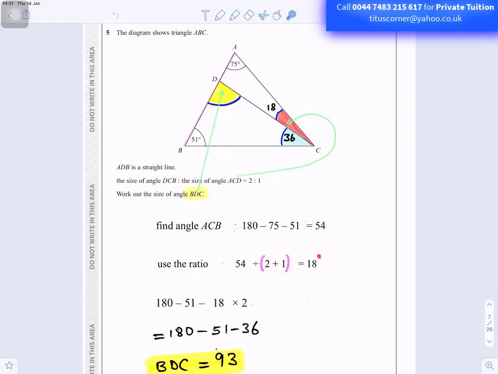54 divided by 3 is 18. So it's 18 per part. Now 18 times 2 gives you 36, because it is 2:1. So the angle is 180 minus 51 minus 36. It gives you 93. So 180 minus 51 minus 36 gives you that angle there, 93.